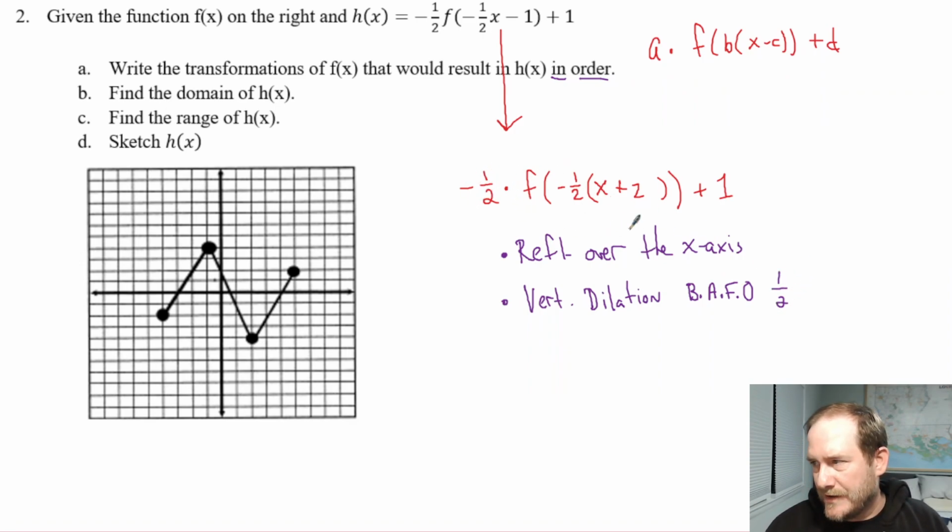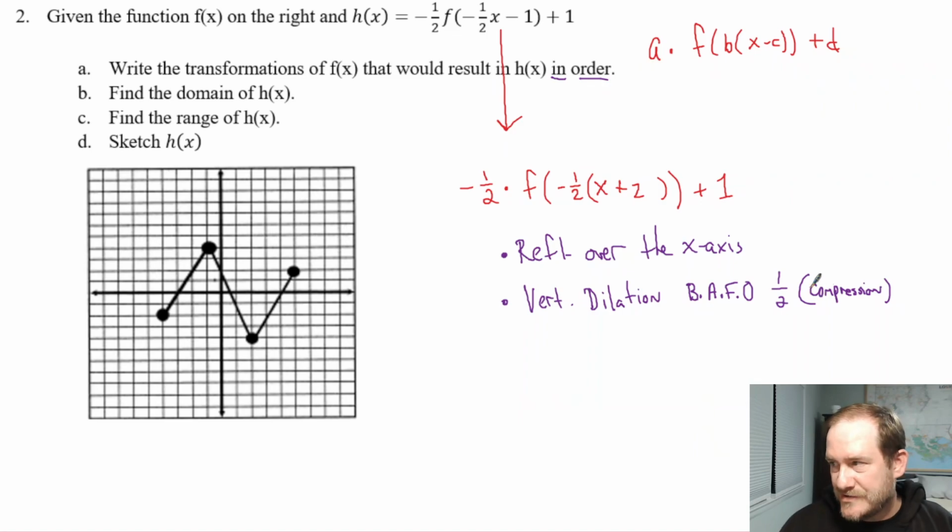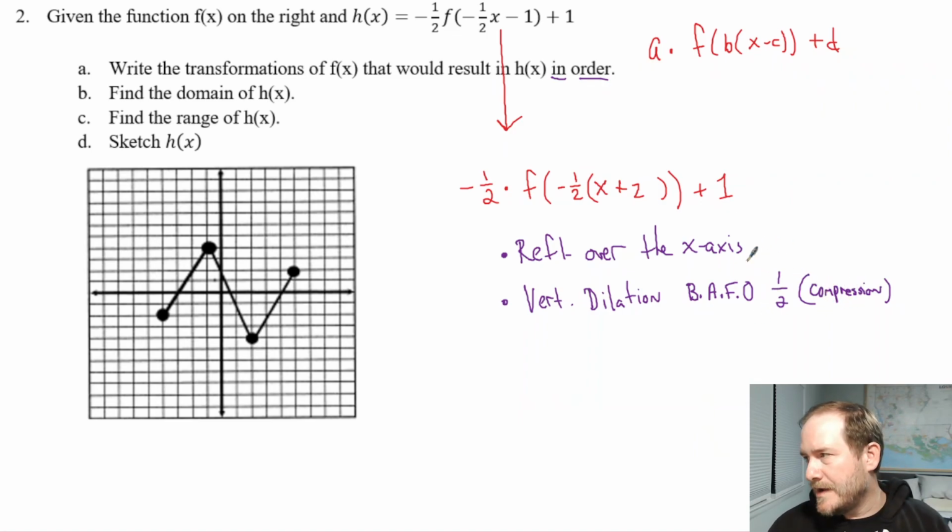You want to be compressing, so you want a number here that's less than 1. So it's a vertical dilation by a factor of a half. That'll be a compression. If you really want to go above and beyond, maybe in parentheses you can write compression. If you really feel bad about saying dilation and not actually stipulating whether it's a compression or a stretch, then by all means put it in parentheses. All right, that covers A.